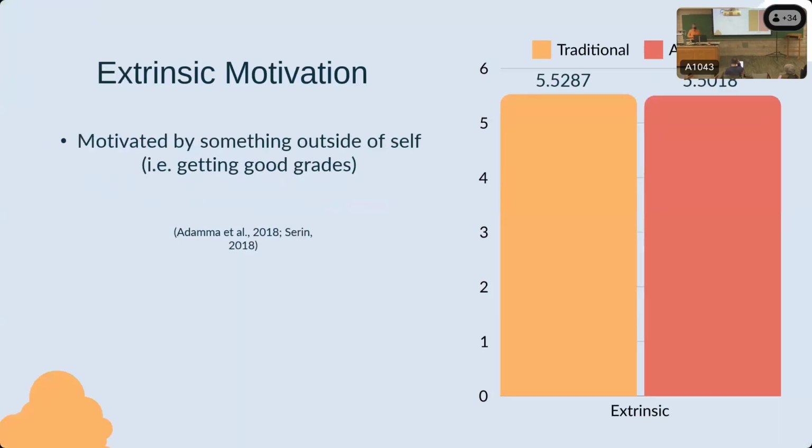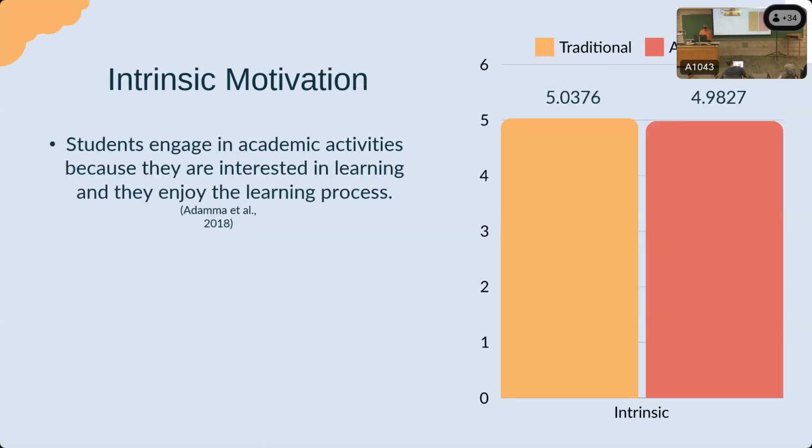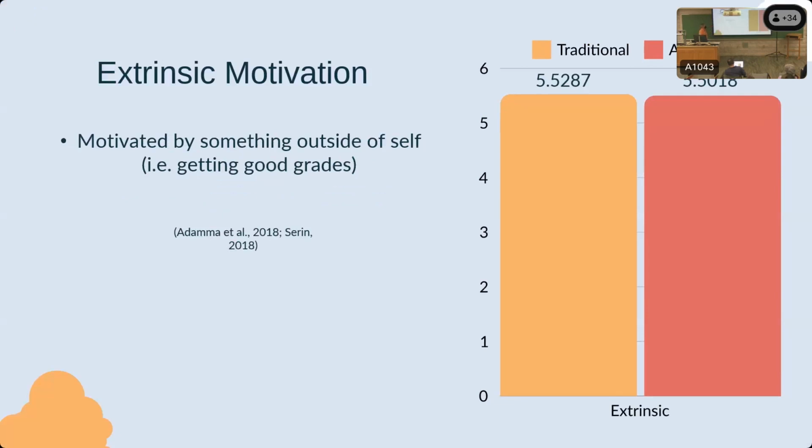Extrinsic motivation. So they're motivated by something outside of their self. And in most cases, that thing outside can be getting good grades, but it can also be getting a scholarship, right? So there's many types of extrinsic motivation. Again, there was no difference between the groups. Our students were slightly more extrinsically motivated, which is fairly typical. But again, those differences weren't significant.